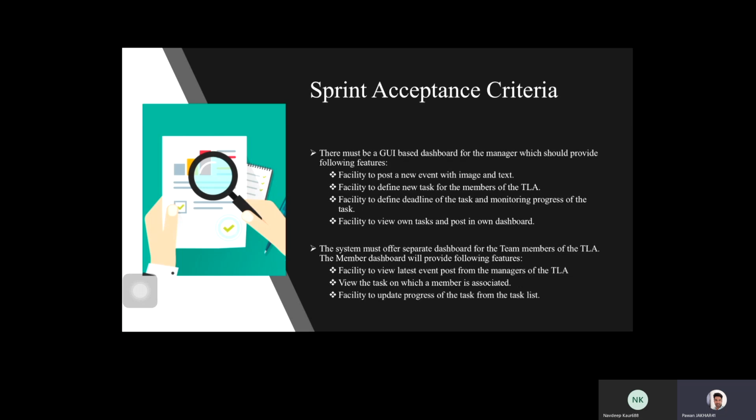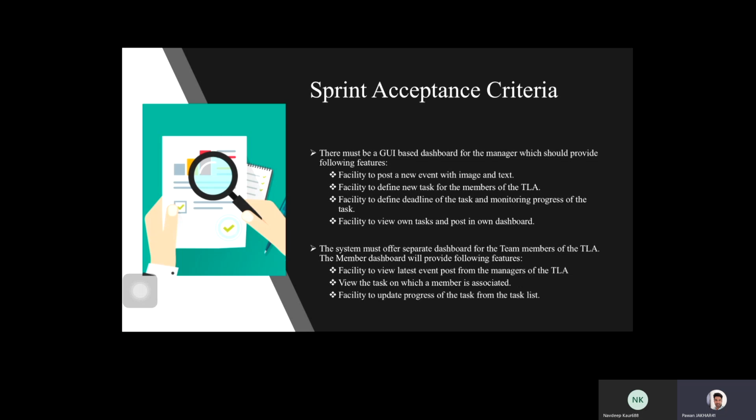Our acceptance criteria are: there must be a graphical user interface based dashboard for the manager which should provide the following features: facility to post a new event with image and text, facility to define new tasks for members of the TLA, facility to define the deadline of the task and monitor progress of the task, and facility to view a task and post it on the dashboard.